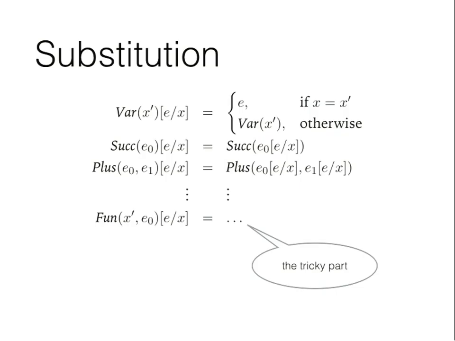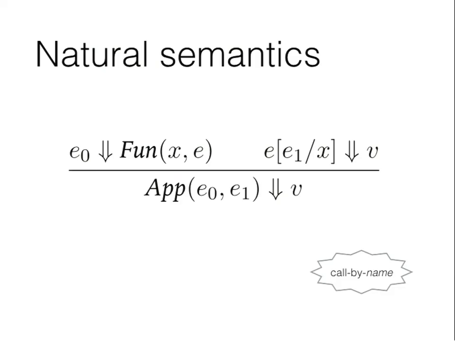And it's not so easy to get it right, okay? So here are the natural semantics. When you've got an application, you evaluate E0. Hopefully you get a function back. And then the whole thing evaluates to V if you take the body of the function and you substitute E1 for X in the body there and get some value V back. Okay, and you should maybe observe here that this is doing a call by name.